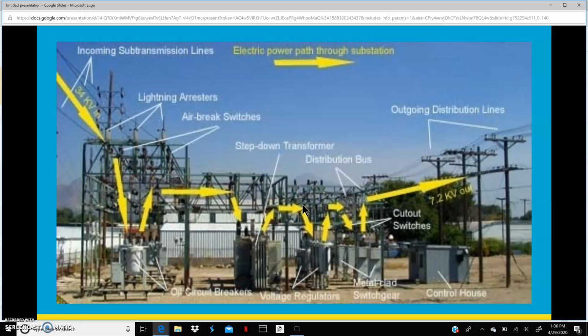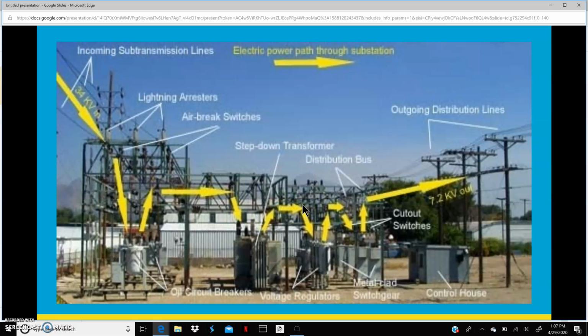Now, 7.2 kilovolts is still too high for household use, so after it goes out of the substation to the outgoing distribution lines, it travels miles across power lines and reaches another transformer on the power pole, which steps down again to 100-240 volts, which can then be used for household uses.